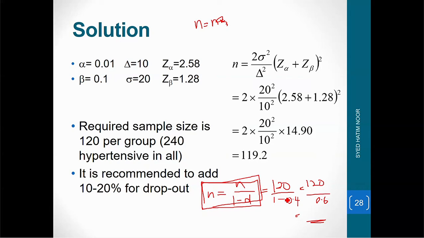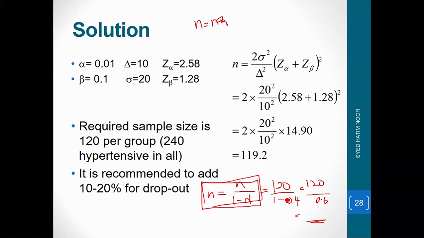Maybe not much different because this is a registry, so registry people will complete it. But to be on the safe side, I need to add 10% dropout, 10% non-response rate. So that means your sample size divided by 0.9. It depends on the researcher, and how you collect your data.